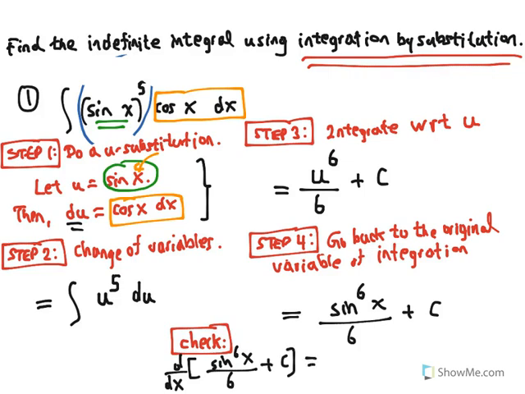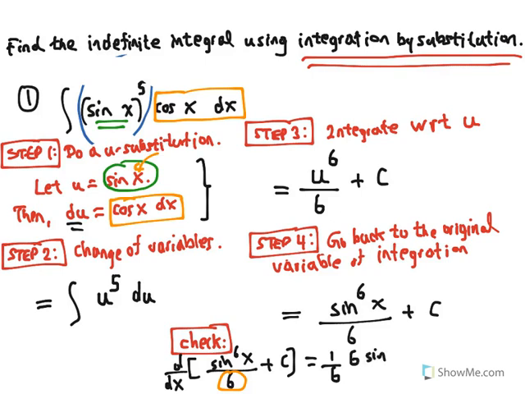So you're going to use the chain rule because you have a composition of two functions. You have sine to the 6th power of x. So the outside function is raising to the 6th power. But don't forget also that you have 6 in the denominator, which you can write as 1/6. So now take the derivative of sine to the 6th power of x using the chain rule.